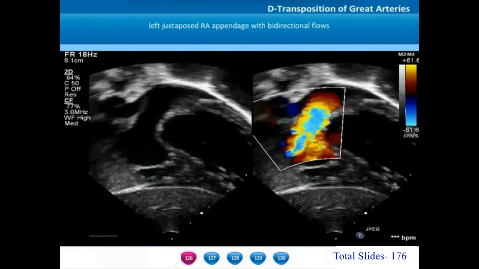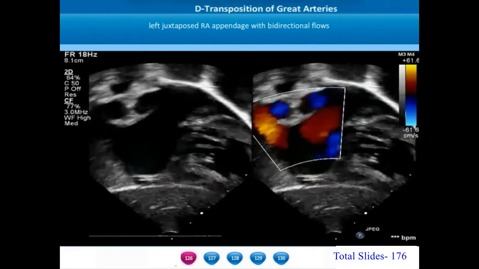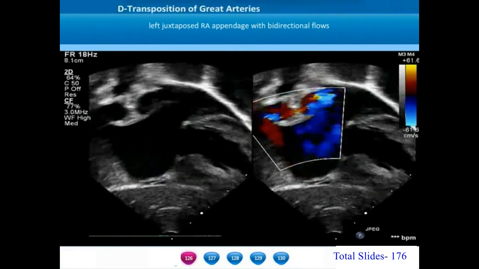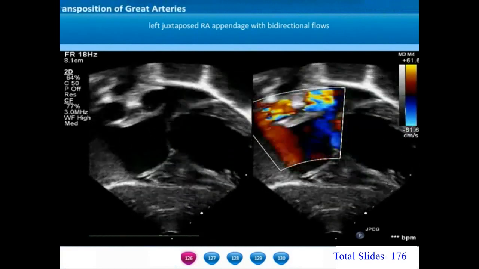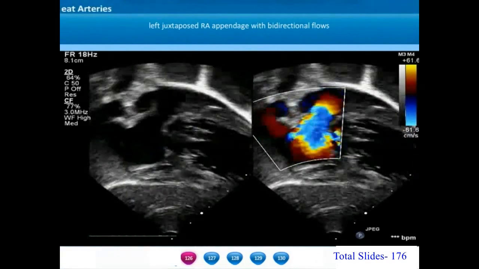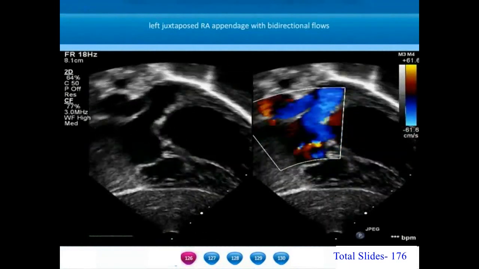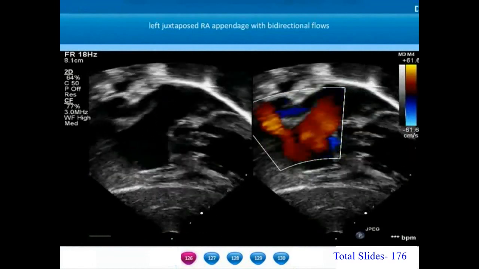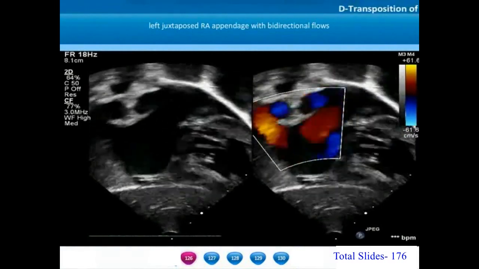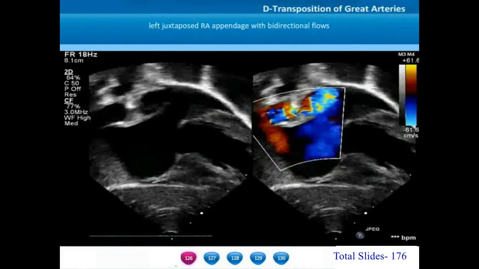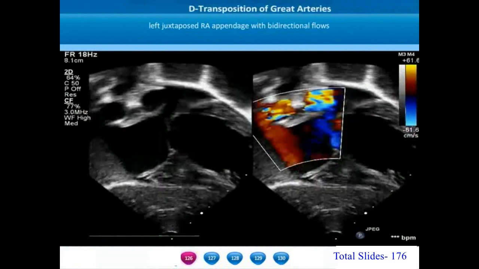This subxiphoid coronal view shows the left juxtaposition of the right atrial appendage, and the color flows show that it is a bidirectional flow into and out of the appendage. It's very important to document the presence of this juxtaposition of atrial appendage before balloon atrial septostomy.